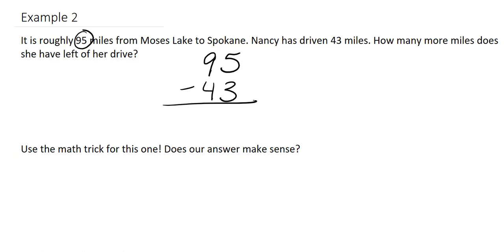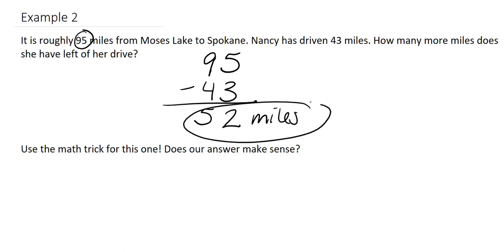So this is how we're going to go from the right-hand side. So we go 5 minus 3. So 5 minus 3 is equal to 2. Now we move to the left. We have 9 minus 4, which is equal to 5. So Nancy has 52 miles left of the whole drive.